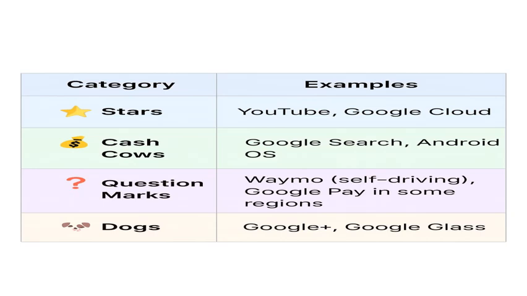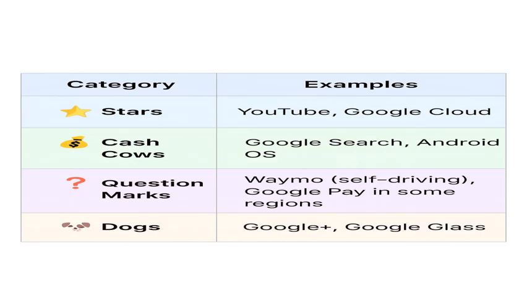And the Waymo self-driving robotic car and Google Pay come under the category of question mark because these products have low market share but high market growth. So what is Waymo? Waymo is like Uber, like Careem, like InDrive. Waymo is an app for robotic cars, for self-driving cars.